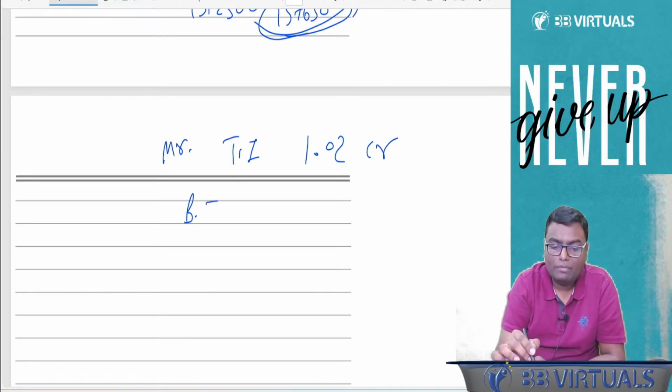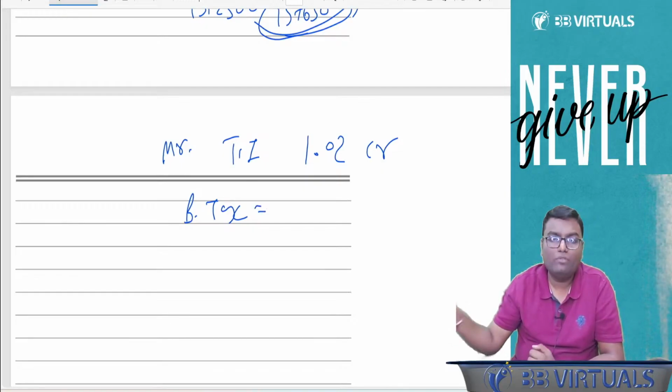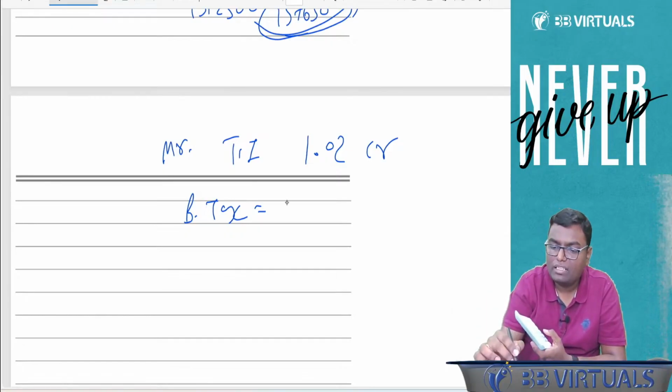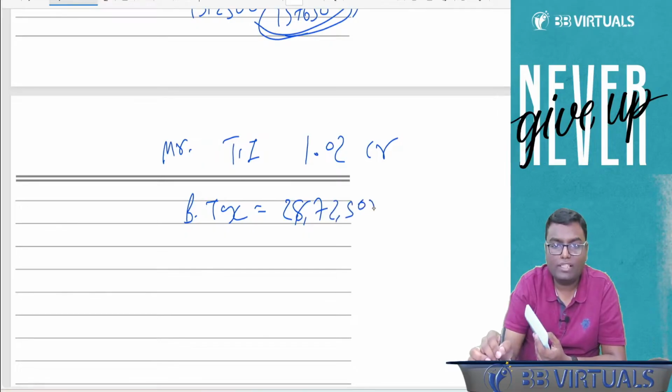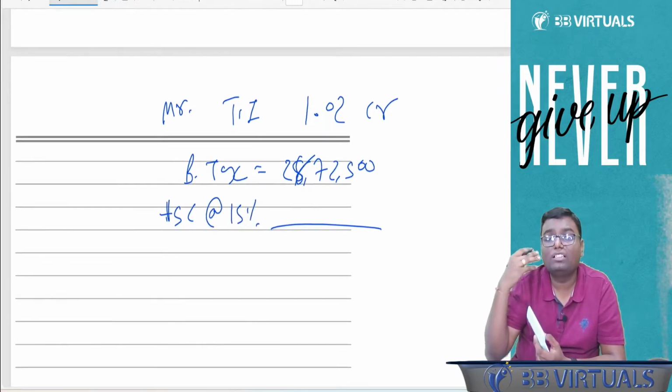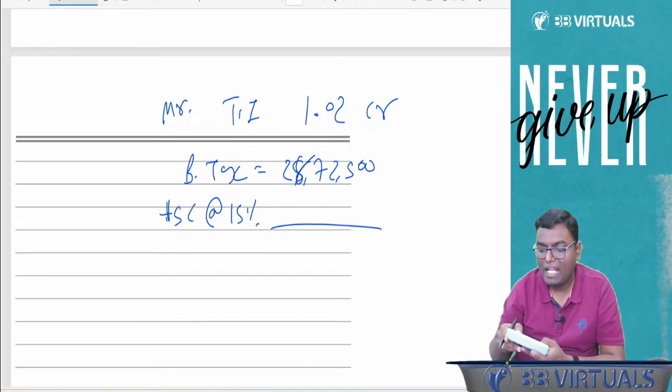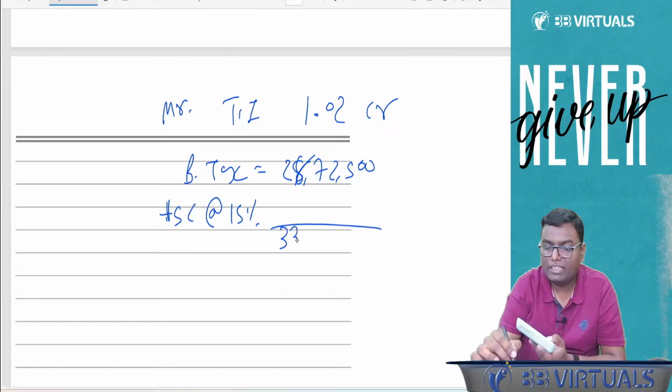First, we will calculate basic tax. Tell me, what is the basic tax of 1 crore 2 lakh? 92 lakh into 30% plus 1 lakh 12,500. That comes to 28 lakh 72,500. Now tell me, how much surcharge will I add over here? Can I say 15%? Because now my income is more than 1 crore. So the rate of surcharge will be 15%. So by adding 15%, it will be 33 lakh 3,375.